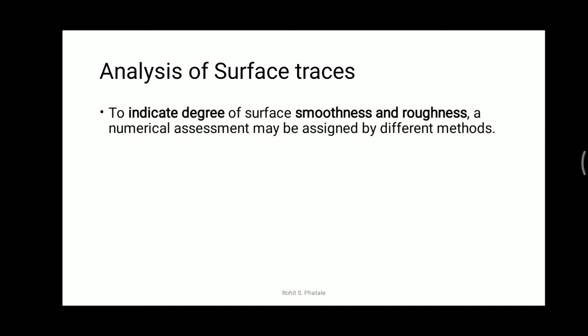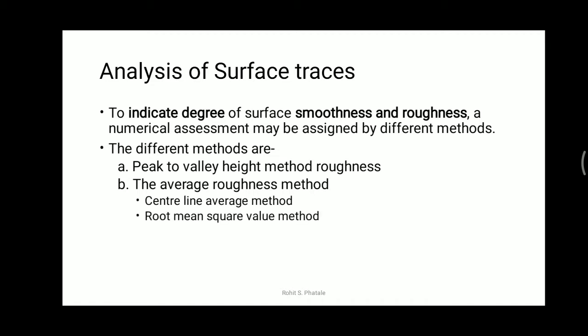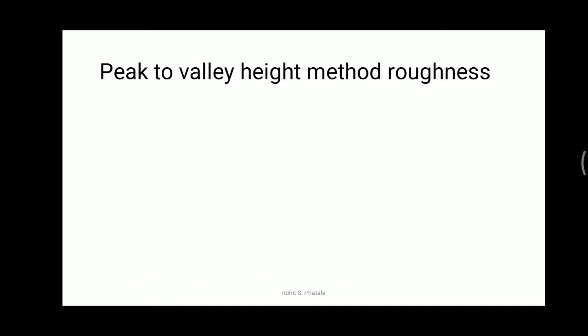methods. And these different methods are the peak to valley height method. Then second is the average roughness method. In this there are two types: the first type is the center line average method and the second type is the root mean square value method. Then comes the form factor and bearing curve. So these are the four types of surface analysis methods. Out of these we will discuss one by one. So first is the peak to valley height method.